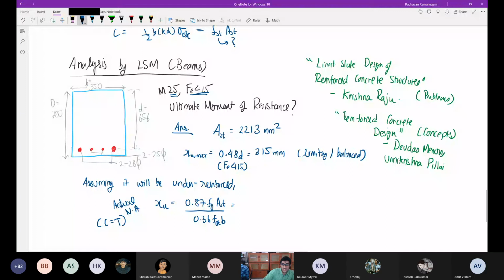So why did I talk about this now? Those who want to recollect how this 0.87 and 0.36 all come, either look at my PPT or look at Devdas Menon's book. Okay, anyway, XU, what do you get?